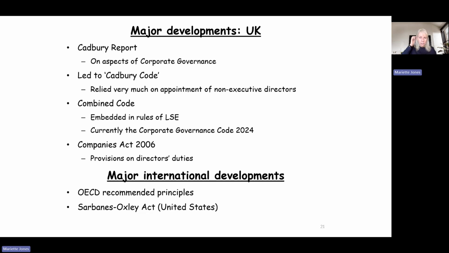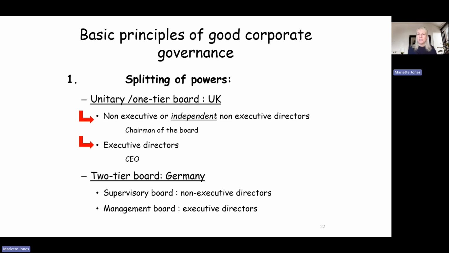So these provide frameworks that shape how companies must operate. So what is good corporate governance? Well, there are certain basic principles, and I'm going to look at 6 of them, starting with the first one.